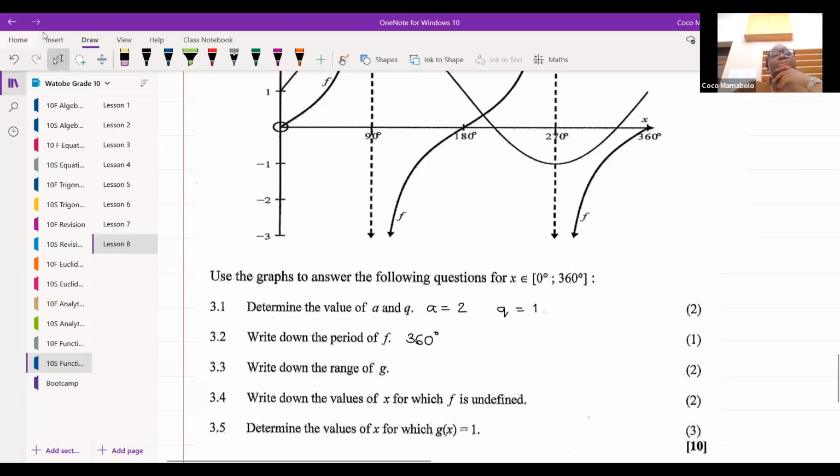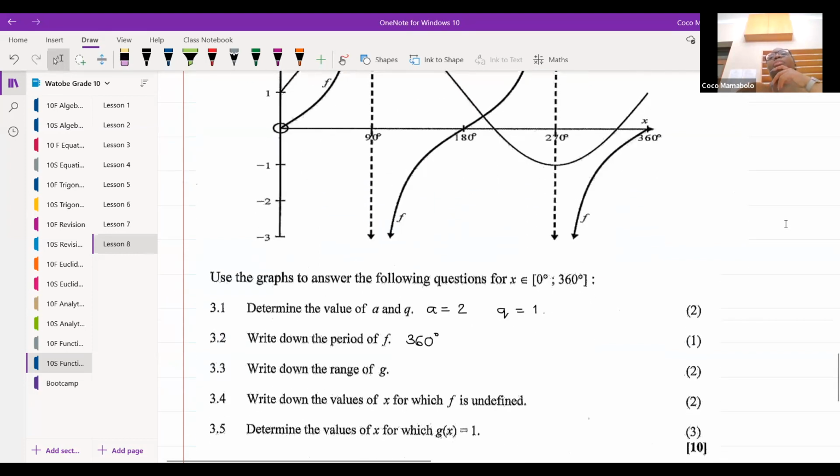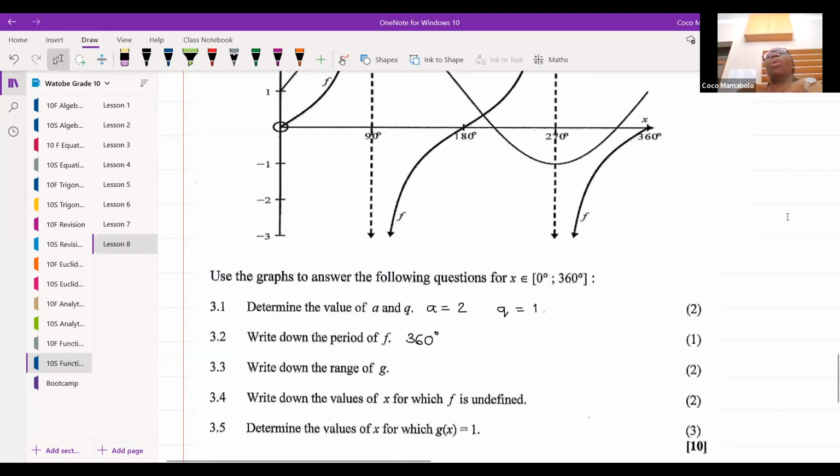Okay, yes, Patu. If the 360 was not given to us, if the domain was not given, we would be writing 180. In this case, yes. In fact, you wouldn't even be able to. You would have to say 180 plus k times k, which is something you only learn in grade 11.